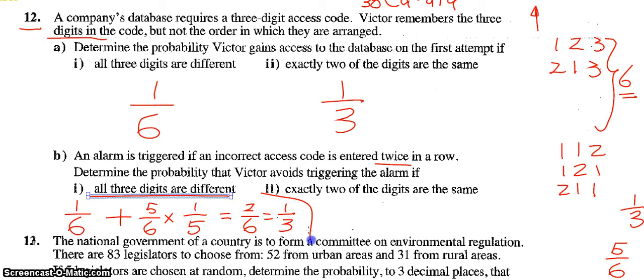Alright, let's try the second one. Okay, if 2 digits are the same, there's a 1/3 chance of getting it right the first time. If he doesn't get it right the first time, he will first need to get it wrong the first time, and then get it right the second time. There's only 2 possibilities left. So the answer is 2/3. So it should be 33% and 66% for this question.